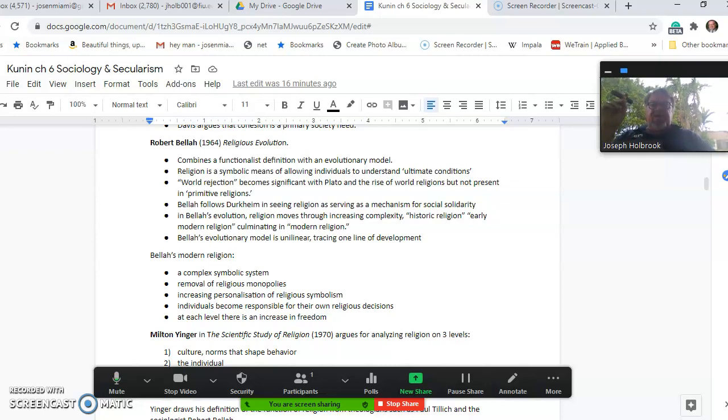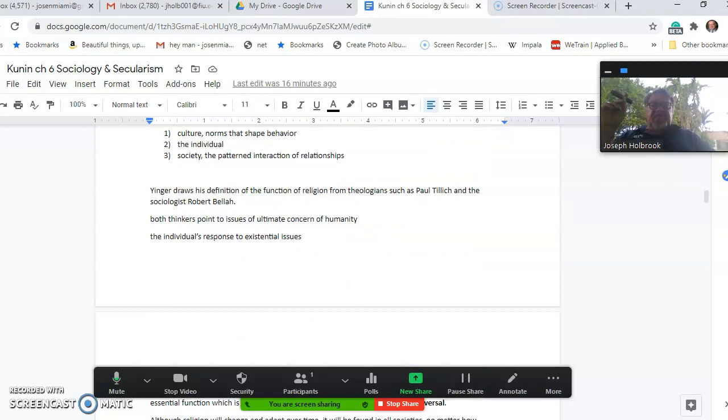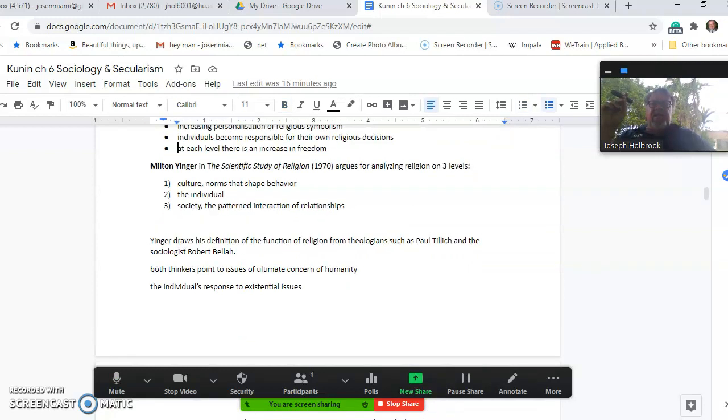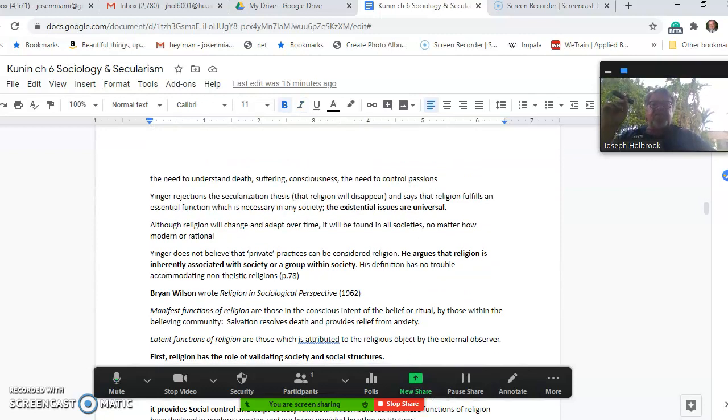And again, I'm going to skip over the details here, which you can read in the article, to save us time so I can get through the whole thing. Milton Yinger wrote The Scientific Study of Religion in 1970. And again, moving along for the sake of time. So Yinger does not believe that private practices can be considered religion. He argues that religion is inherently associated with society or a group within society.